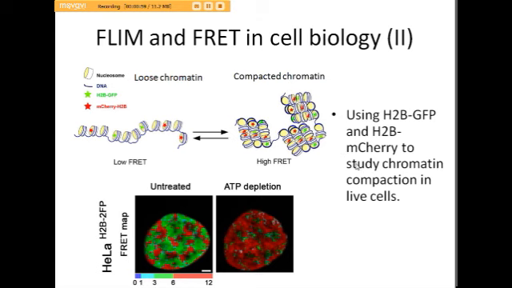So by using FRET, we can very conveniently monitor chromatin compaction in live cells. If you are interested, you can go ahead and read the references in the reference list. So this is the end of today's lecture.